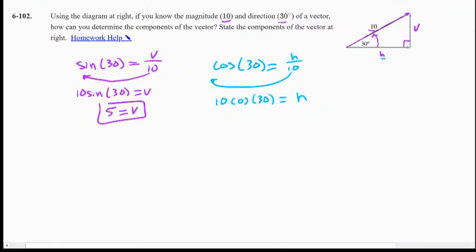Now, sometimes I don't like using H because it gets confusing, because we use the letter H for so many things like height or hypotenuse or horizontal, but just know it's a letter and I'm using it to represent a specific side, in this case, the horizontal component.